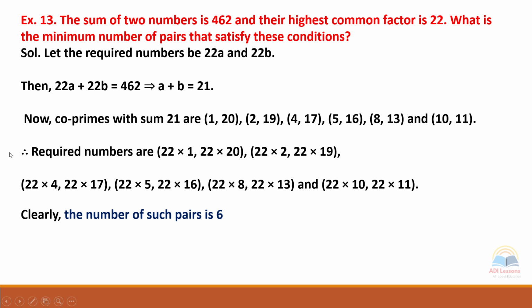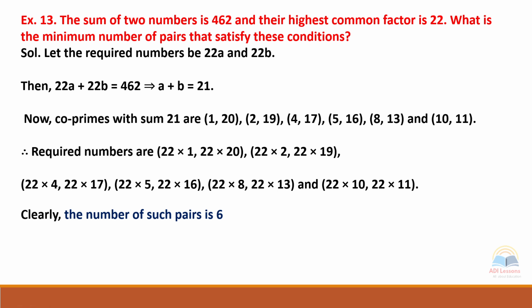The sum of the two numbers is 462. Let the required numbers be 22a and 22b. Common factor 22 గా ఇవ్వడం జరిగింది కాబట్టి రిక్వైర్డ్ నెంబర్స్ మనం 22a and 22b గా తీసుకున్నాం. సో 22a plus 22b equal to 462 కి ఈక్వల్ చేయడం జరిగింది.